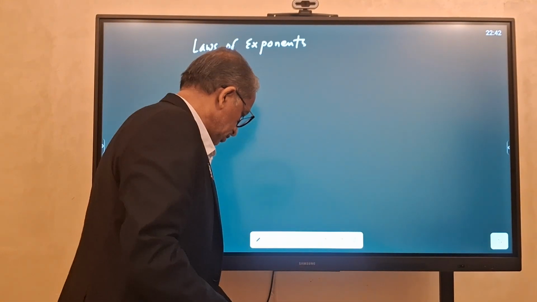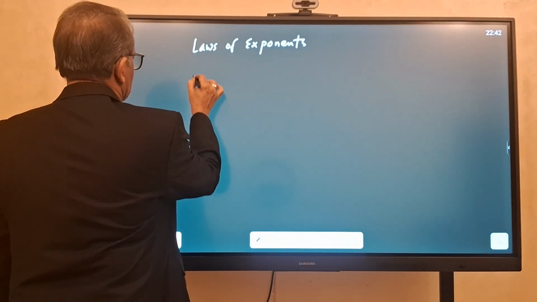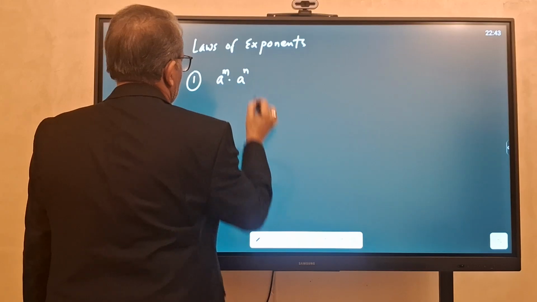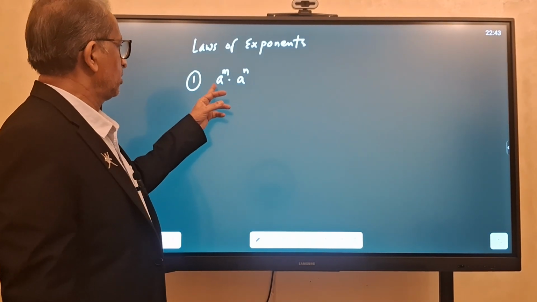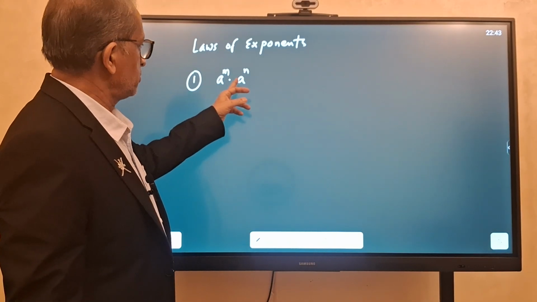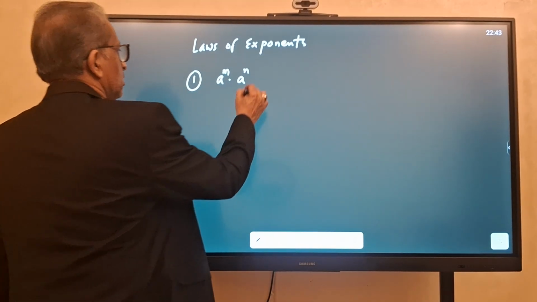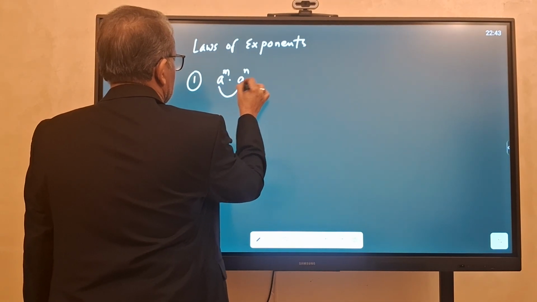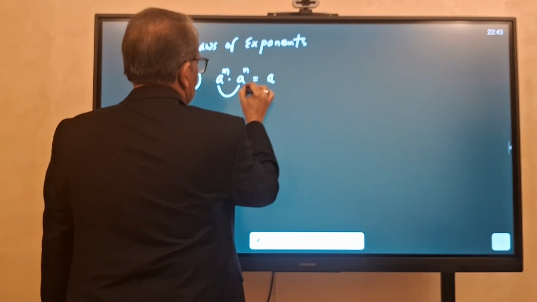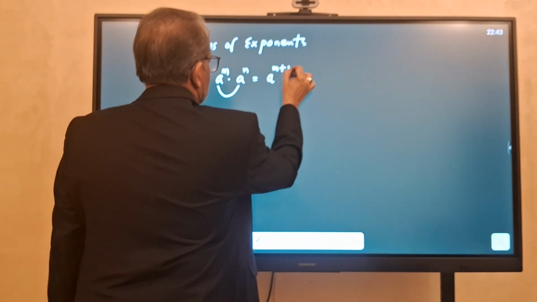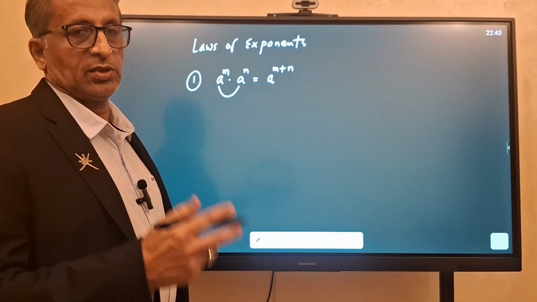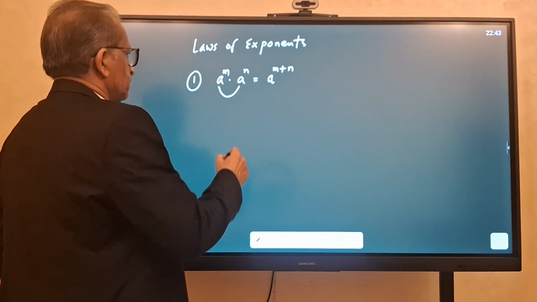Let us start with the first law of exponents. If you are given two index numbers a^m and a^n, that is a is multiplied m times, a is multiplied n times. So if we are multiplying two index numbers, and remember the bases are the same, then I can combine these index numbers as a^(m+n). That means I will add the powers whenever you multiply two index numbers.